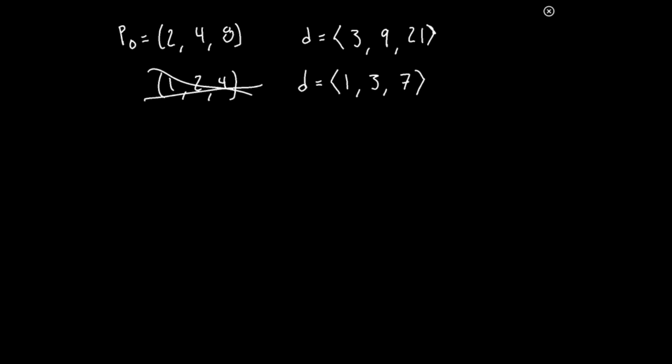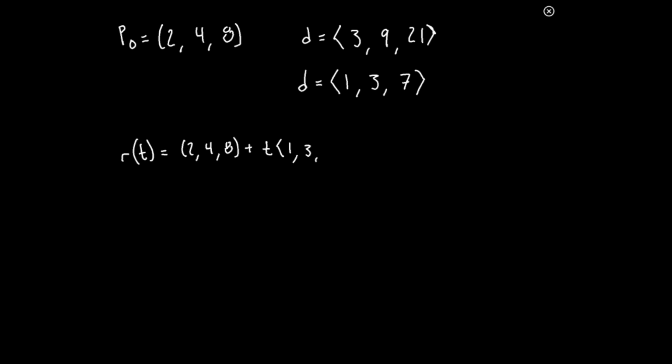So if we went and wrote the vector equation for this, then we would have r of t equals p naught, which is 2, 4, 8, plus t times the vector 1, 3, 7.